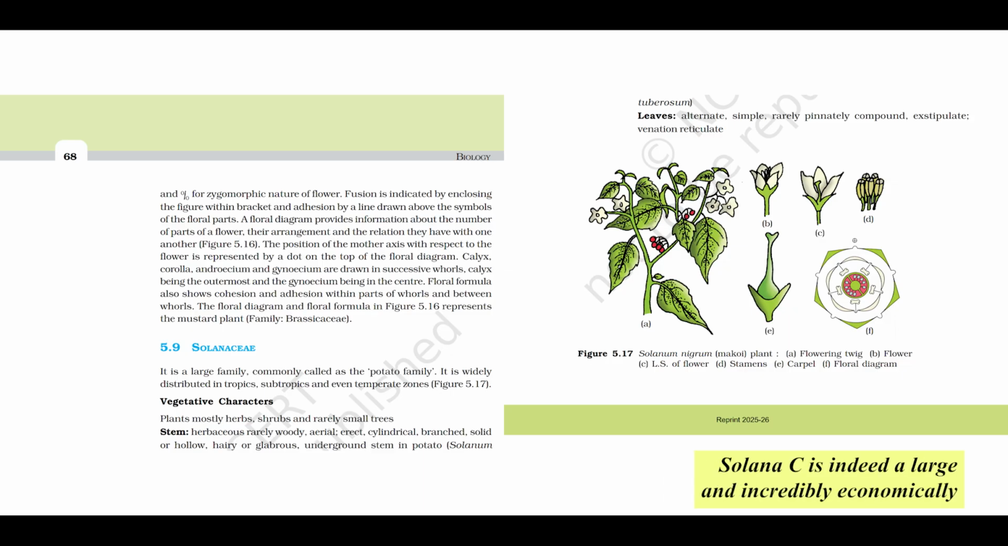It is indeed a large and incredibly economically important family, a great one to study as an example. It's commonly known as the potato family, simply because Solanum tuberosum, our common potato, is arguably its most prominent and economically significant member worldwide. But it includes many other familiar plants too. This family is remarkably adaptable and widely distributed across tropics, subtropics, and even temperate zones. You can refer to figure 5.57 in your study material, which visually illustrates Solanum nigrum, commonly known as makoi, or black nightshade, another widespread member of this diverse family.